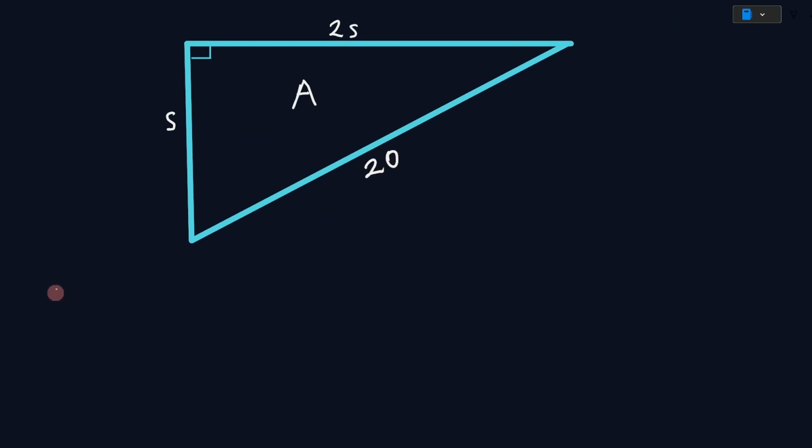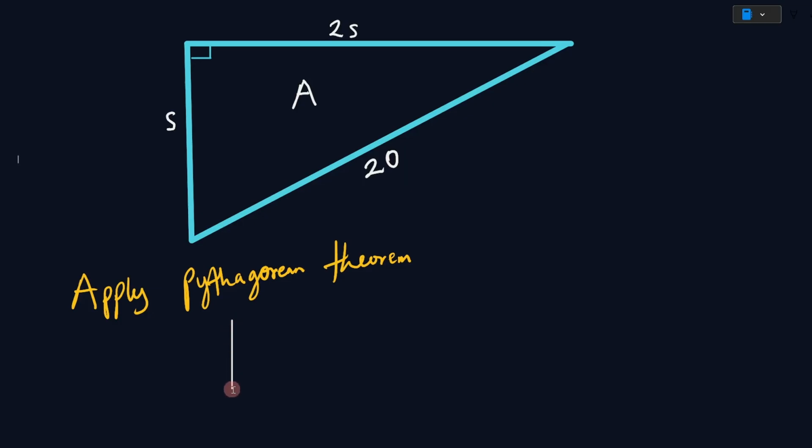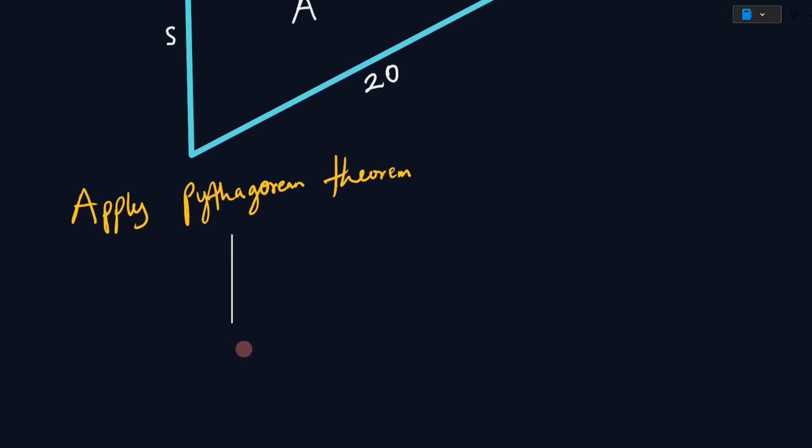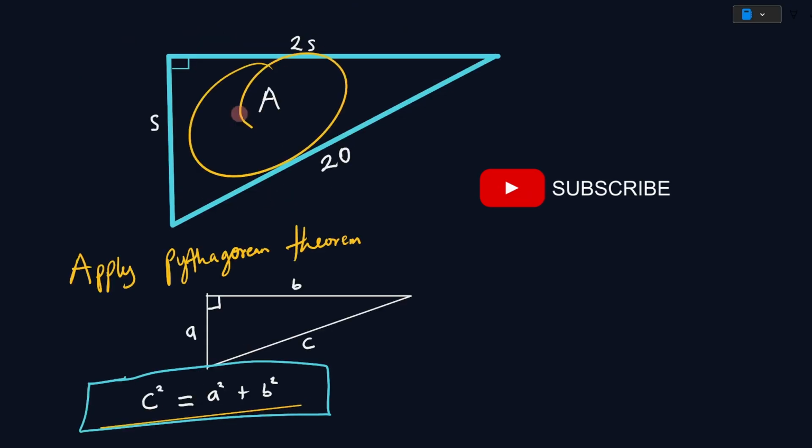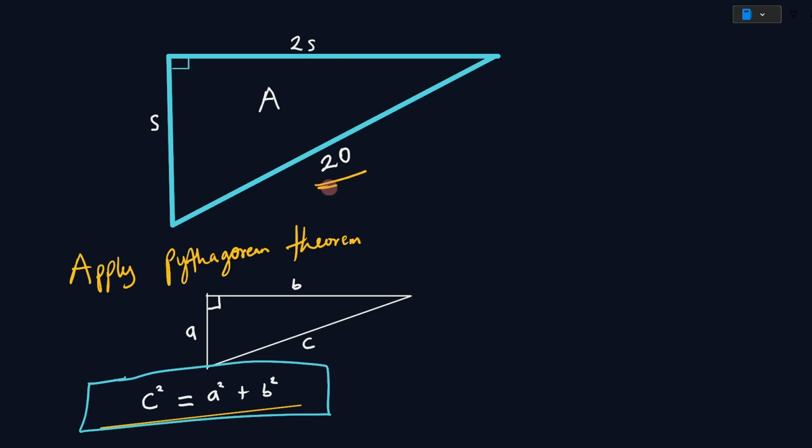The next step we need to do is to apply the Pythagorean theorem. Pythagorean theorem states that if you have a right angle, such as the one we have here, if one of the sides is A and the other side length is B, and the hypotenuse, the longer slanted side length, is C, the square of the hypotenuse is equal to the sum of the squares of both sides. So if we apply this here, we can see that 20 is our C, 2S is our B, and S is our A.